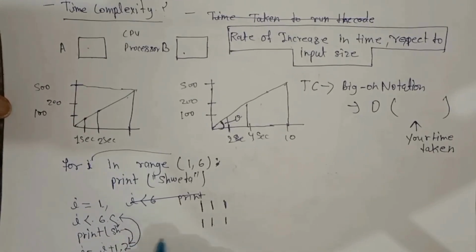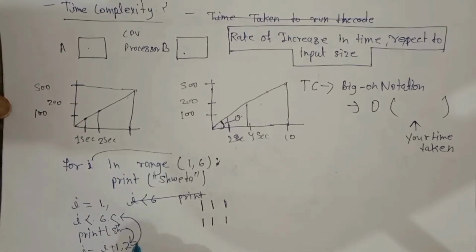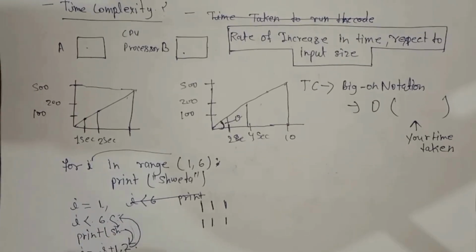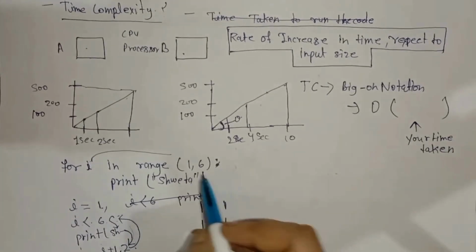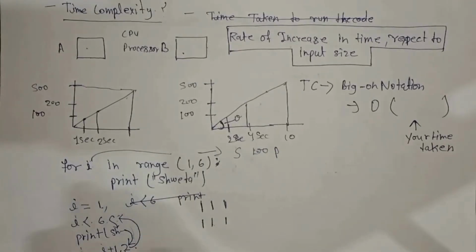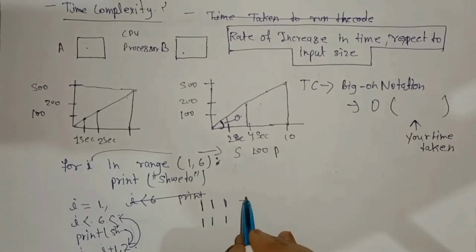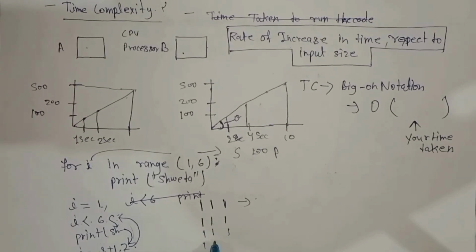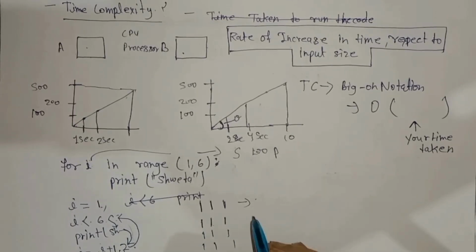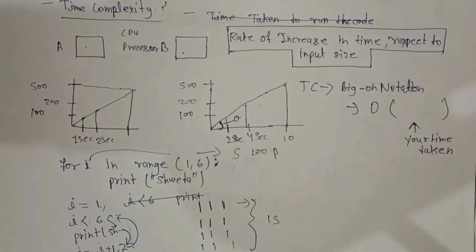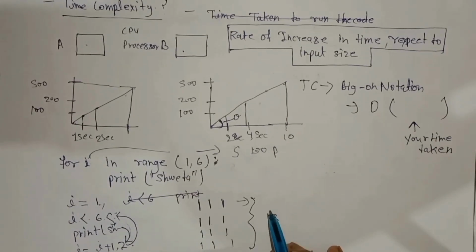Then again and again it increments i, checks whether i is less than 6 or not, then prints. So how many loops does it take? This will complete in 5 loops. In every loop we have 3 operations, so generally we can say that 15 operations have been done. But this is not the time complexity.